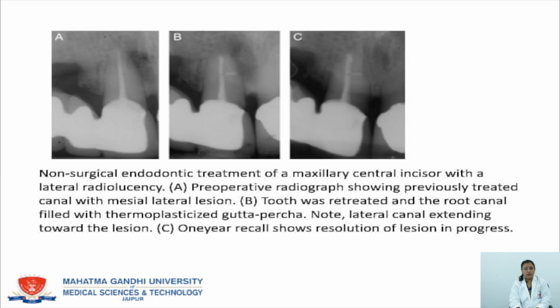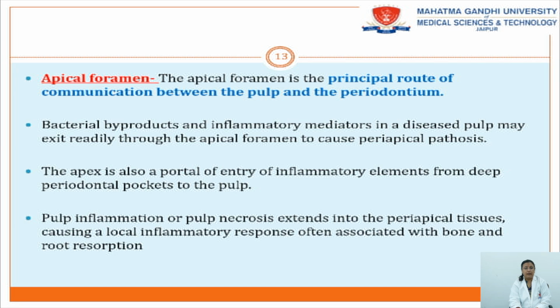This diagram shows the preoperative radiograph, which shows that the tooth had already had an RCT before, but after some time it developed a lesion which was lateral to the root. Once again the GP was removed and the tooth was retreated. It was found that a lateral canal existed, and this lateral canal was completely cleaned and shaped and then filled with thermoplastic gutta-percha, and the lesion healed after 6 months.